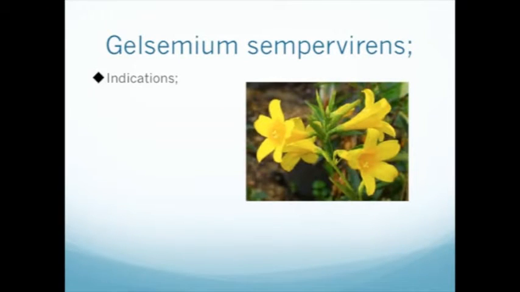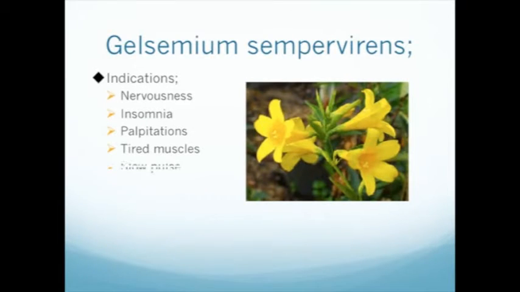Gelsemium sempervirens. This is what it looks like. Indications: nervousness, insomnia, palpitations, tired muscles, slow pulse, diarrhea. Common name: yellow jasmine.